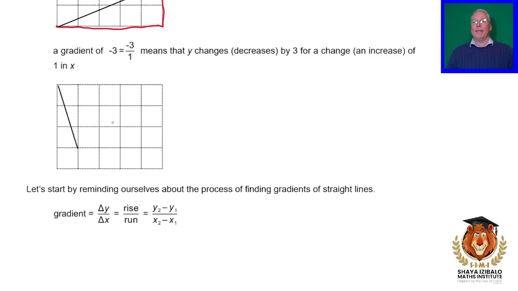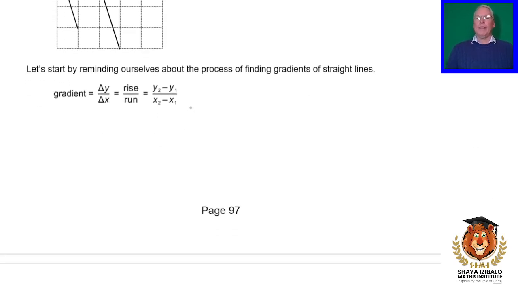Notice it doesn't matter where we start. If I start over here and I drop down 3 and I run across 1, I get two identical lines in terms of their direction. They are parallel. There's the formula that we've used previously for gradient.